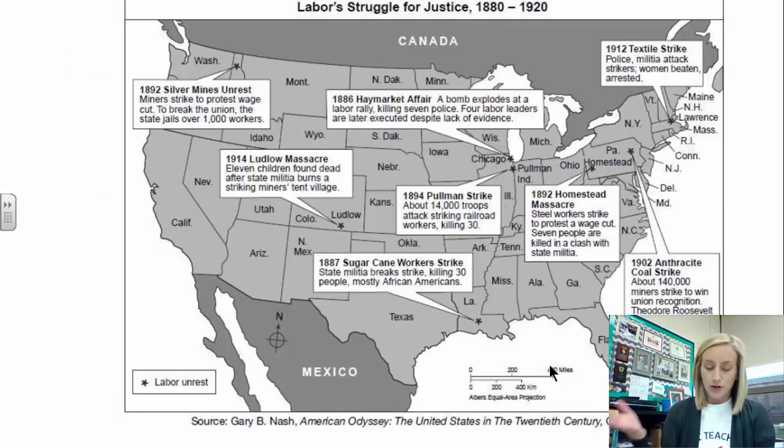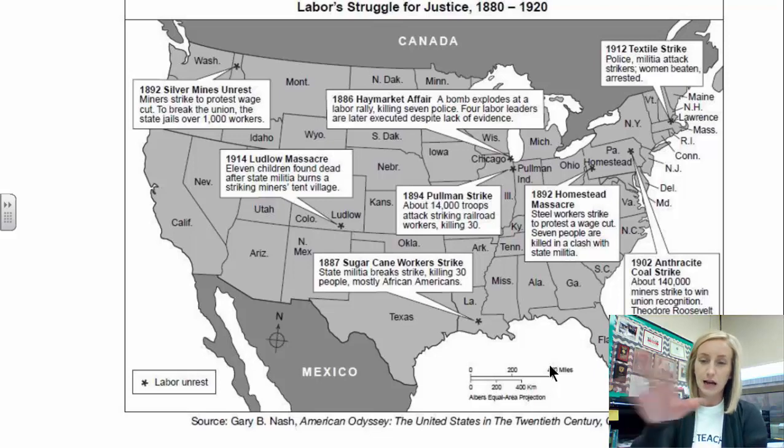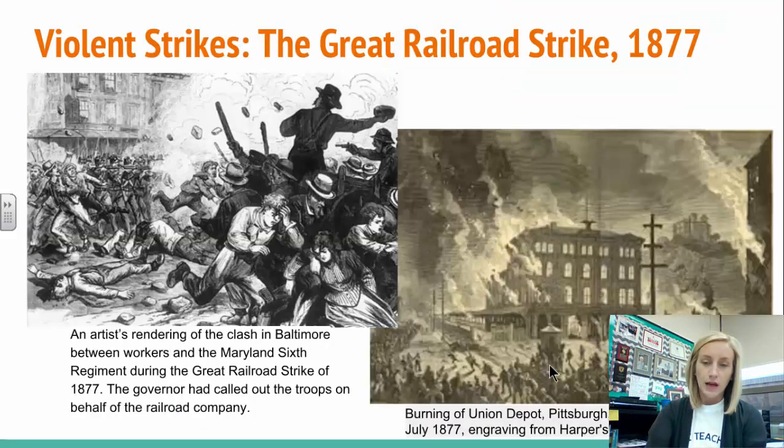So this map here shows you that out of these labor unions, we see at this time a lot of various strikes, many of them, if not all of them, resulting in some sort of violence. And we see that, as you can see on this map, all over the country. So that's what we're going to talk about now in our notes: what happened with these strikes. And you've got to know the four major ones.